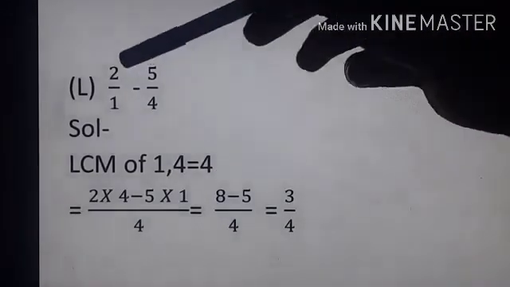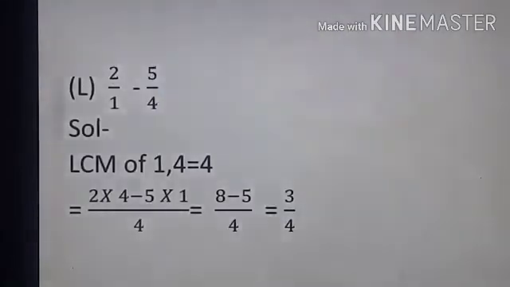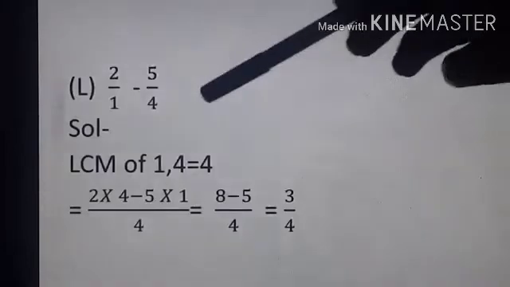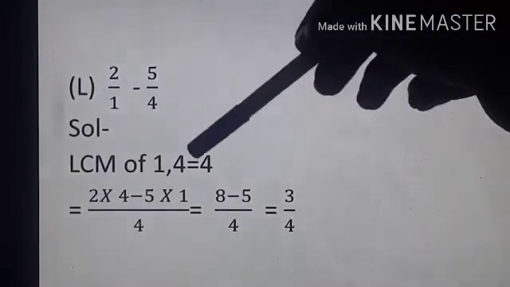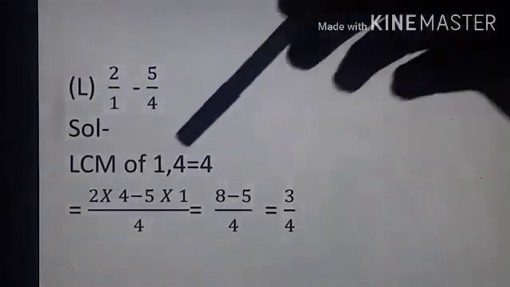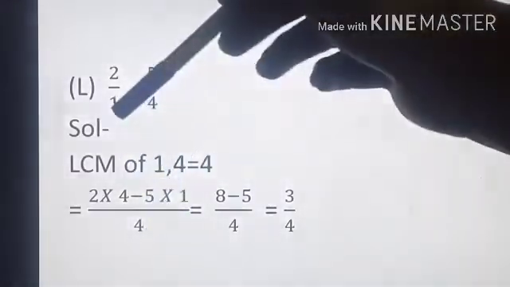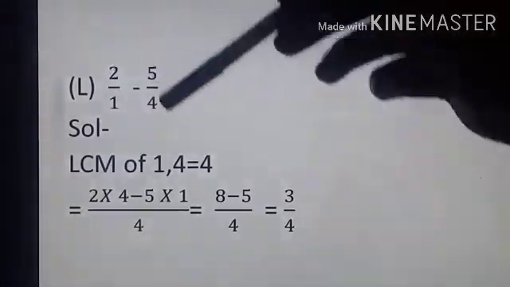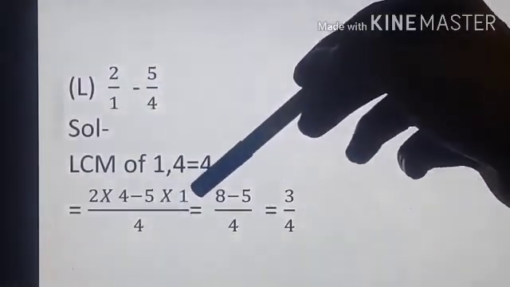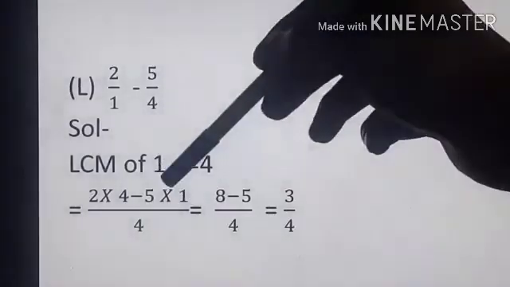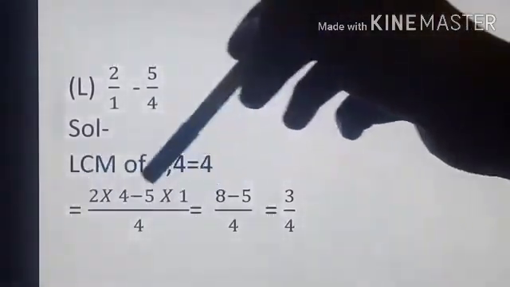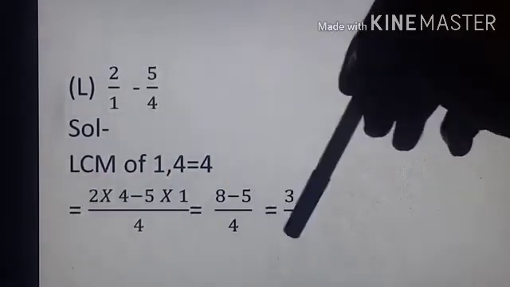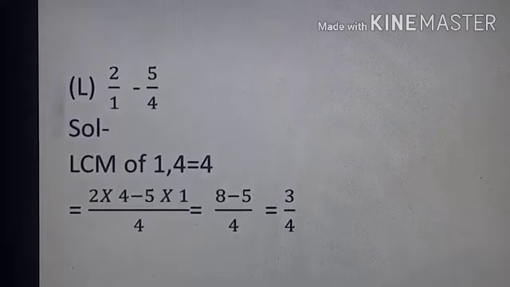Now L part, 2 upon 1 minus 5 upon 4. Basically your solution has started from here only. You have to write down the question first. Now LCM of 1 and 4 is 4. Now 4 divided by 1 will give you the answer 4. So 4 into 2. 4 divided by 4 will give the answer 1, 1 multiplied by 5. 2 4s are 8. 5 1s are 5. 8 minus 5, 3 upon 4. Right?